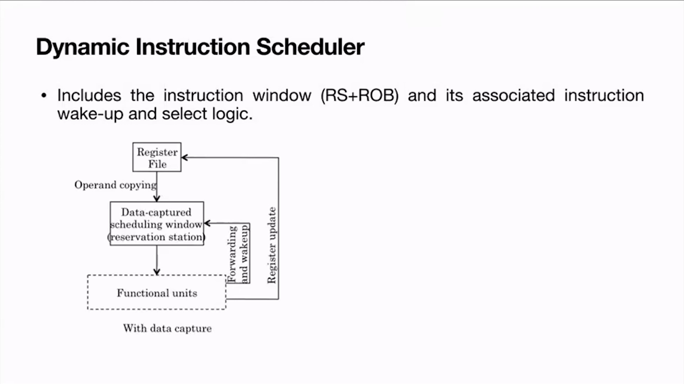If you consider one model where we schedule the instruction with data capture, whenever a functional unit finishes execution, data will be forwarded to the reservation station, and the data is also going to be updated in the register file. From the register file, we'll be reading the operands and putting them into the reservation station. So when we say instruction scheduling happens from the reservation station, the data is already available in the reservation station entry.